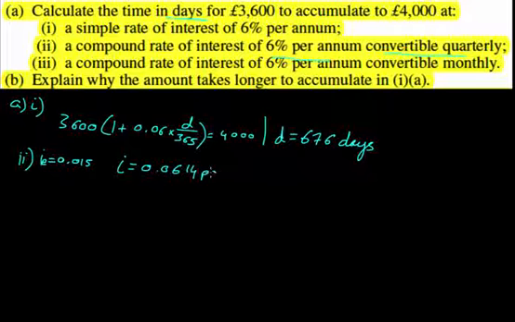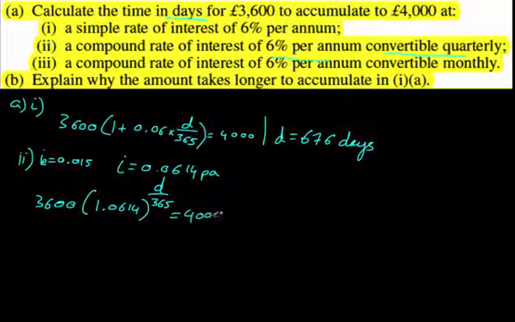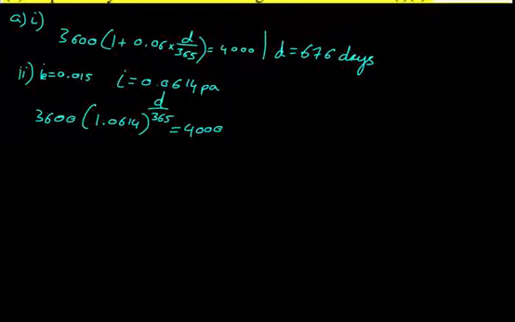Okay, and there we go. That's a per annum rate. So now let's have a look at this compounded bit. 3,600 times 1 plus the interest rate, 0.0614. We'll use Excel to get a more accurate number. We're going to put it to the power of D on 365, and it's going to equal 4,000. I can already see that we're going to need to use a log for this. So let's take 3,600 to this side and then take the log of both sides.